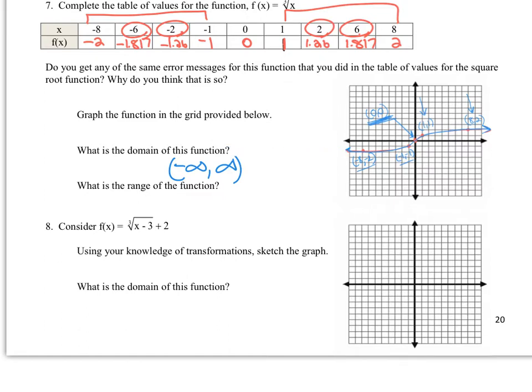And same thing up here. This is going to reach positive infinity, but just very slowly, okay? So that will be negative infinity to positive infinity. And that's it. That's your cube root graph.